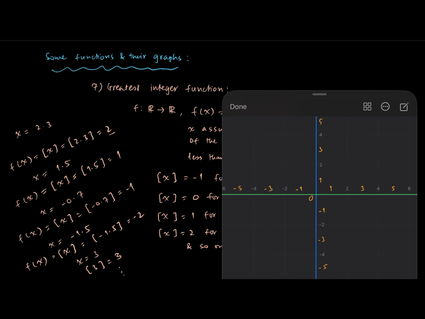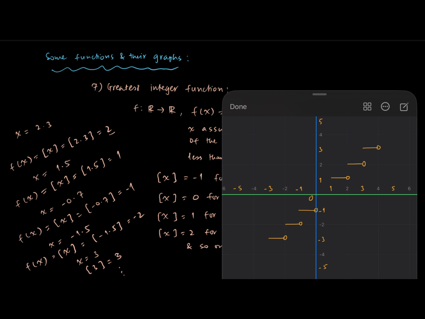For values of x greater than or equal to 1 but less than 2, we'll have the value of y as 1. For values of x greater than or equal to 2 but less than 3, we'll have the value of y as 2. Similarly, for values of x greater than or equal to 3 but less than 4, we'll have the value of y as 3. Similarly, for values of x greater than or equal to -1 but less than 0, y will be -1. For values of x greater than or equal to -2 but less than -1, y will be -2. And for values of x greater than or equal to -3 but less than -2, y will be -3.